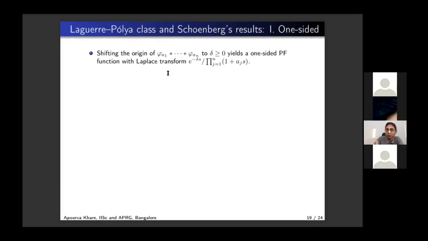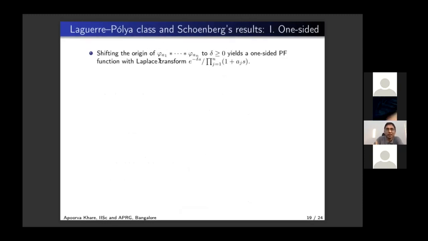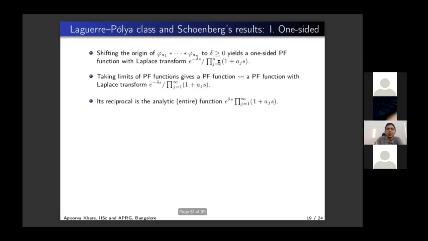Okay. So before I do that, now I change the scale here. Now let me change the origin, shift the origin. So shifting the origin to delta gives me a one-sided PF function with Laplace transform of this kind. Again, this is convergent as n goes to infinity. And so because taking limits gives me a PF function, I get a Pólya frequency function with Laplace transform this thing. So you prove that it is integrable as well. You prove it's, of course, non-degenerate, and it is totally non-negative. So you use the inverse Laplace transform to go back to some function whose Laplace transform is this with the infinity here rather than n, but which is therefore a Pólya frequency function as well. The fact that it was a function is fine, but it's in fact a Pólya frequency function.